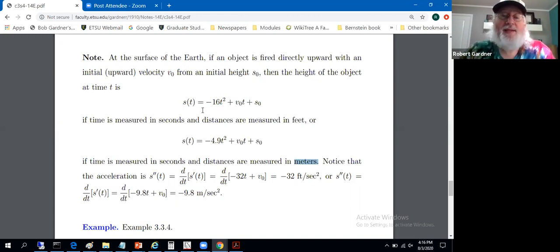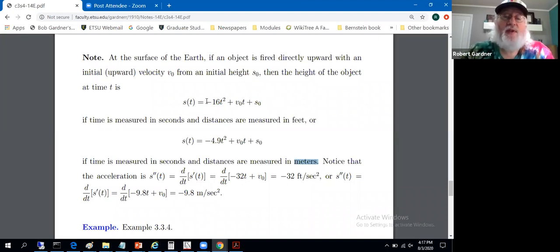We can take these formulas and differentiate them. If we found, say, the acceleration at the surface of the Earth, we take the derivative of the derivative of position.